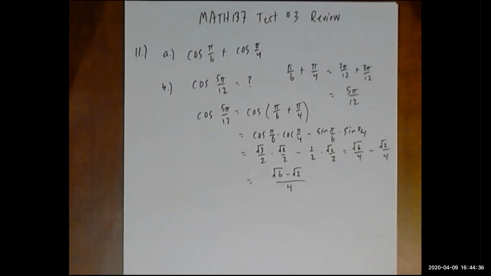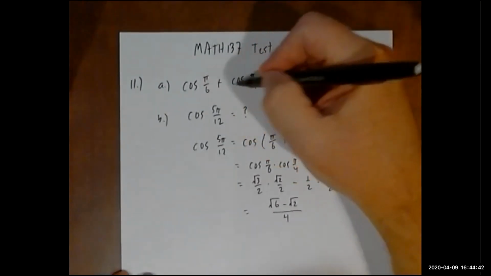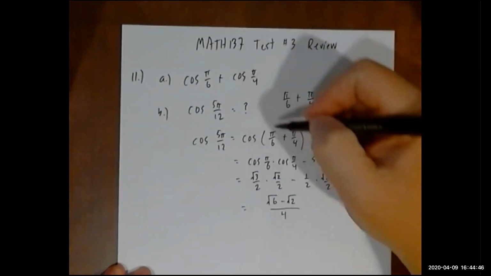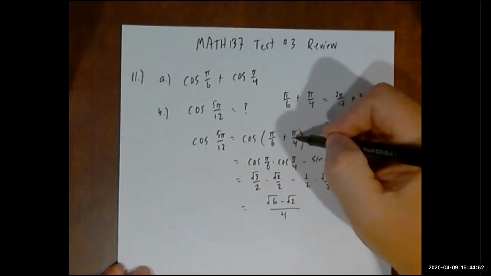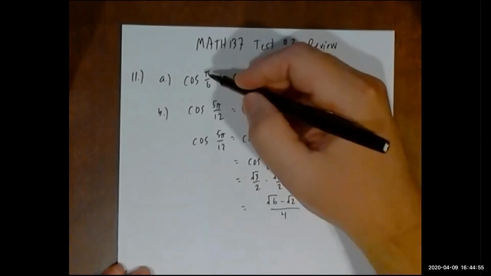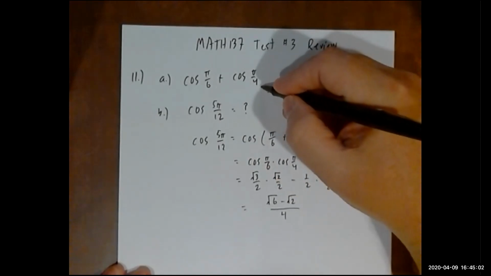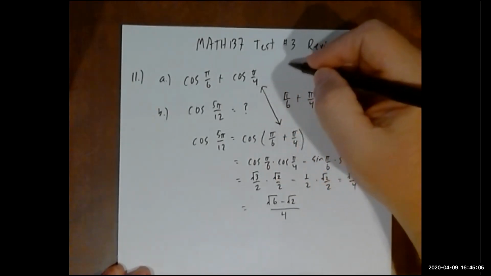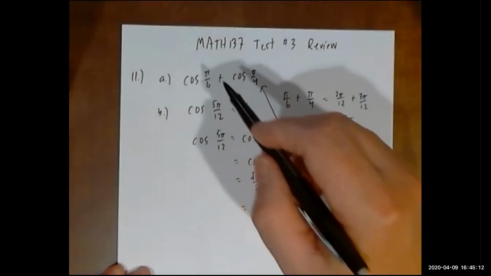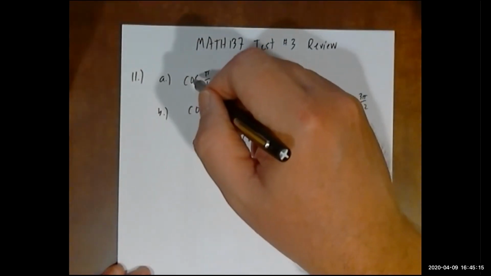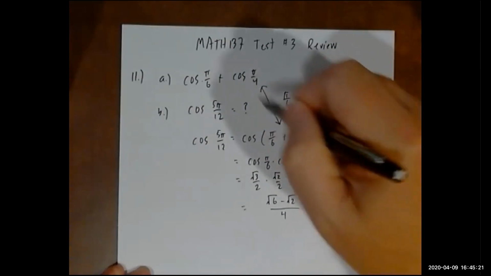Now the whole point of this problem is, if you look at part A, they have cosine pi over 6 plus cosine pi over 4. What we ended up calculating was cosine of pi over 6 plus pi over 4. You notice here you're adding the angles, then taking the cosine. This one, you take the cosine of each angle separately, then you add them. I guess the reason why they do this, they want to show you that these actually are not the same. In other words, you cannot take the cosine of an angle plus the cosine of a second angle and rewrite it like this. These are not the same.